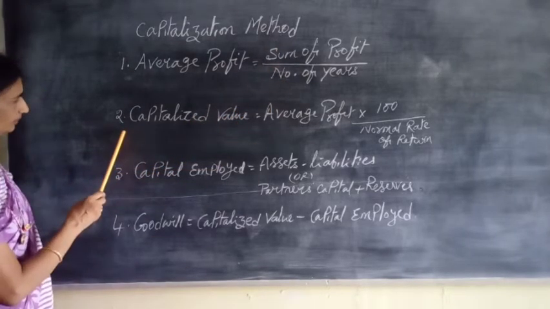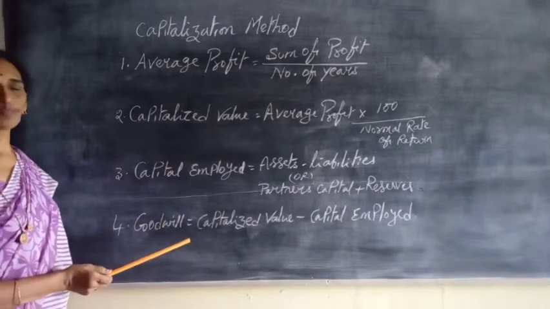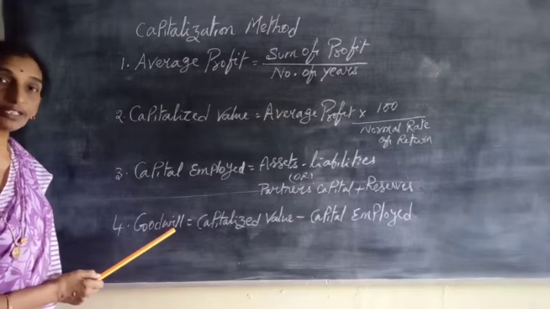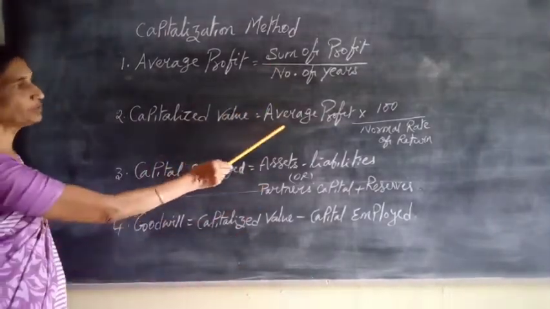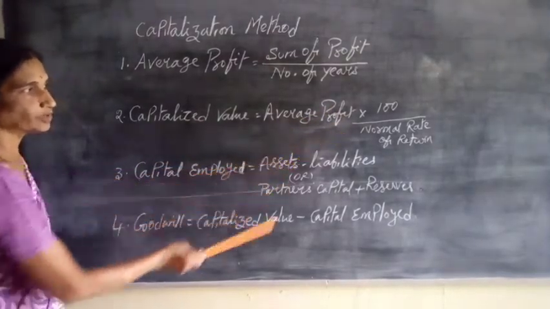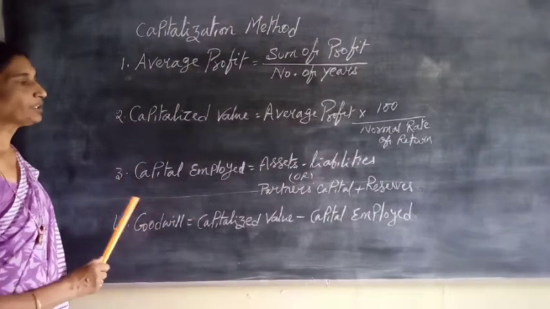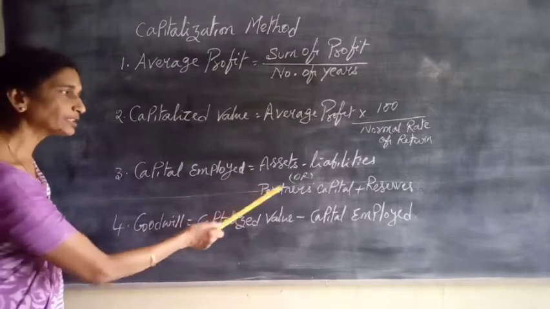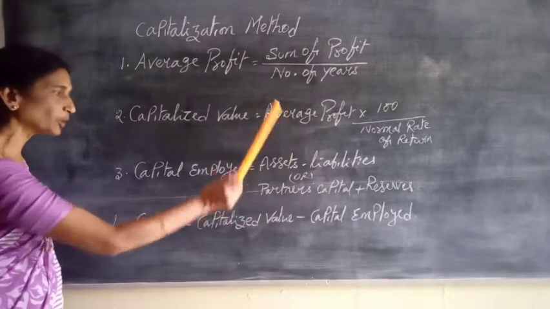And then the capitalized value is taken out. What is capitalized value here? Capitalized value is the amount of capital required to earn this much of average profits. Formula is capitalized value is equal to average profit into 100 upon the normal rate of return. And then capital employed. Capital employed is the difference between the assets and liabilities or partner's capital plus reserves, according to the matter given in the problem.